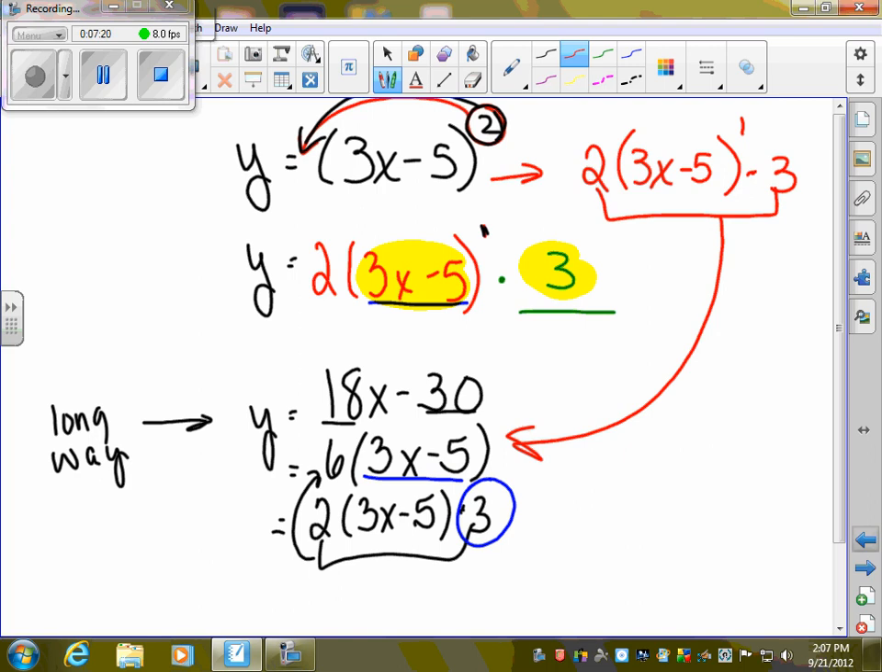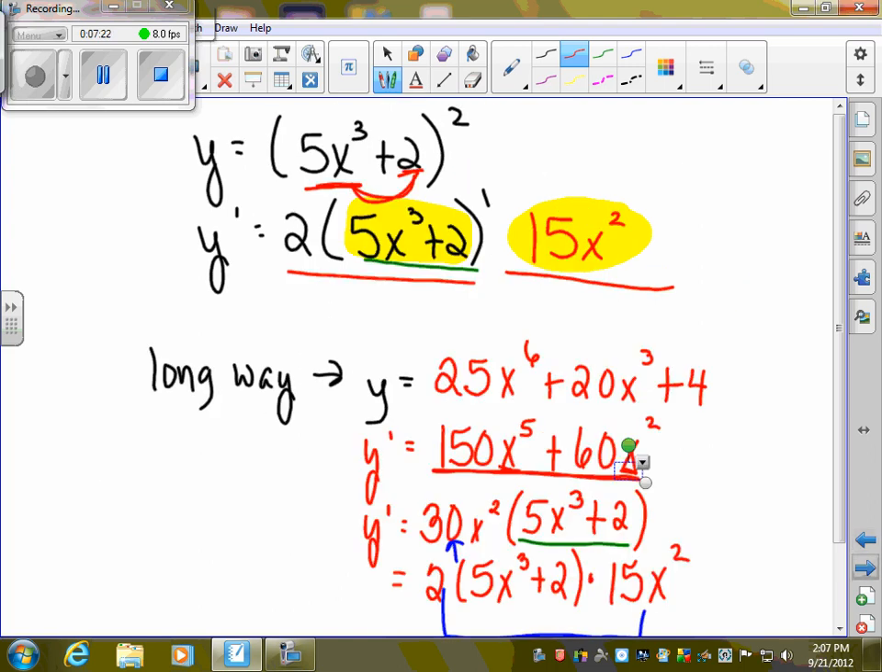Our second example, same kind of thing. Think of this as something squared, so its derivative would be 2 something to the first. And notice I'm filling in those same things in the parentheses, which is really, really important. Whatever's in the parentheses here will be in the parentheses here. Then times the derivative of the something, the derivative of the inside, which is 15x squared.